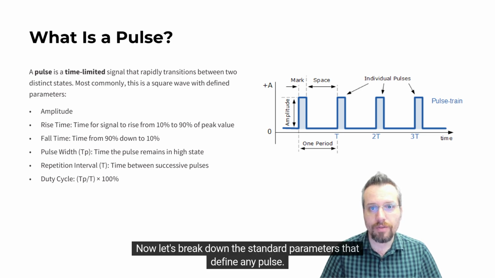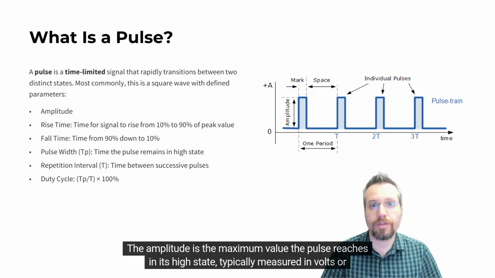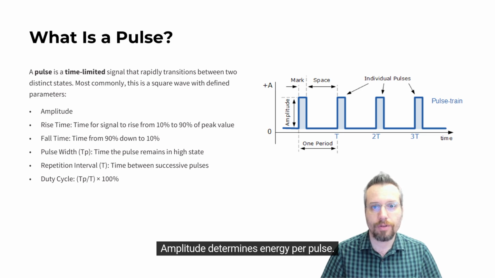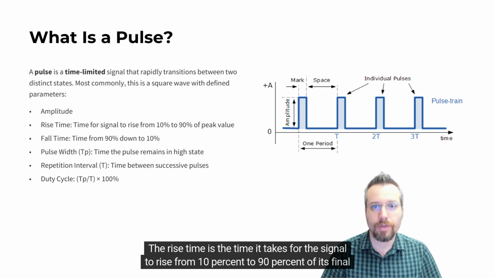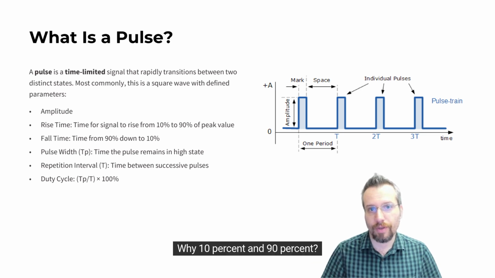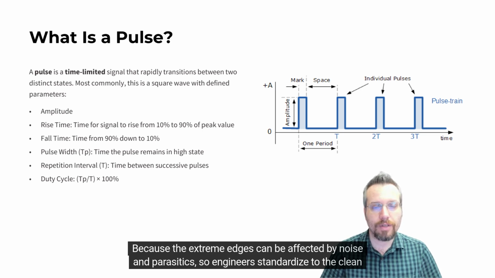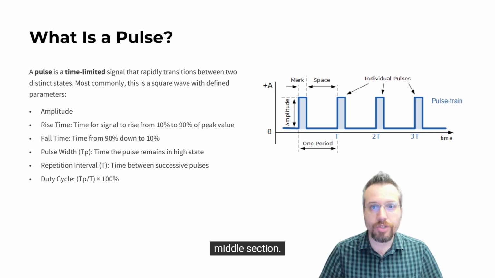Now let's break down the standard parameters that define any pulse. The amplitude is the maximum value the pulse reaches in its high state, typically measured in volts or amps. Amplitude determines energy per pulse. The rise time is the time it takes for the signal to rise from 10% to 90% of its final amplitude. Why 10% and 90%? Because the extreme edges can be affected by noise and parasitics, so engineers standardize to the clean middle section.